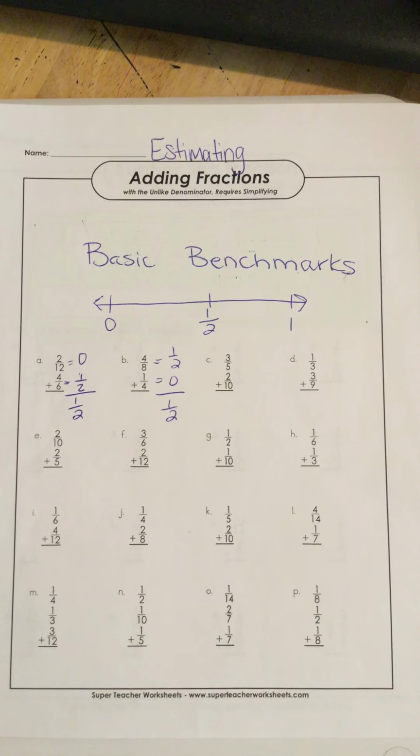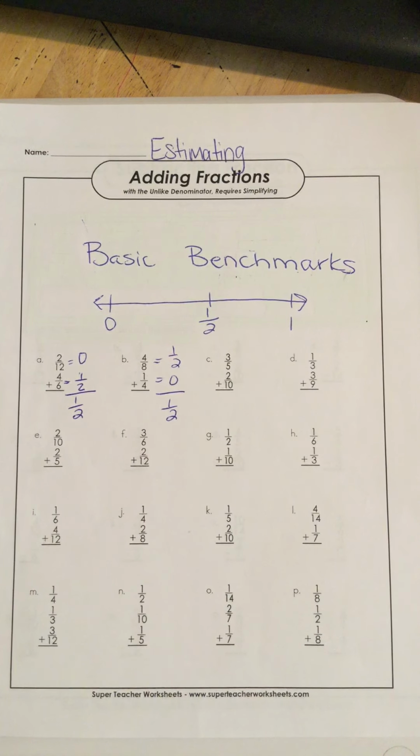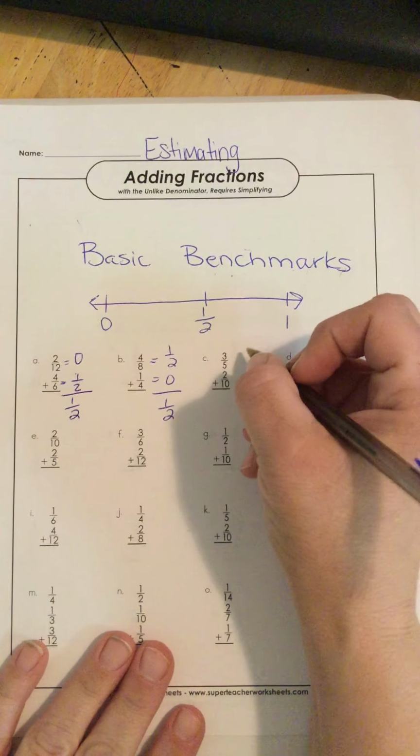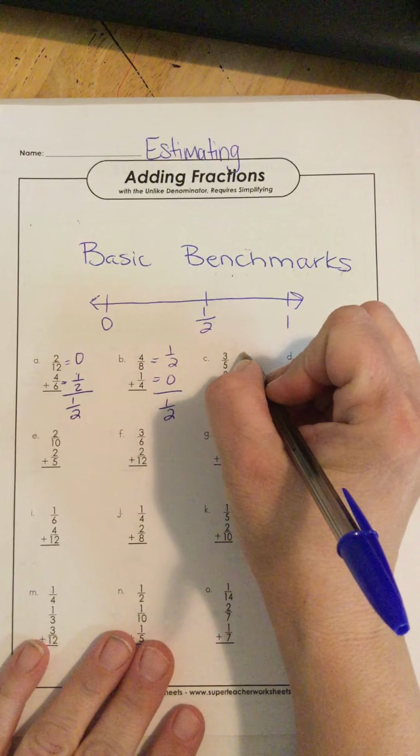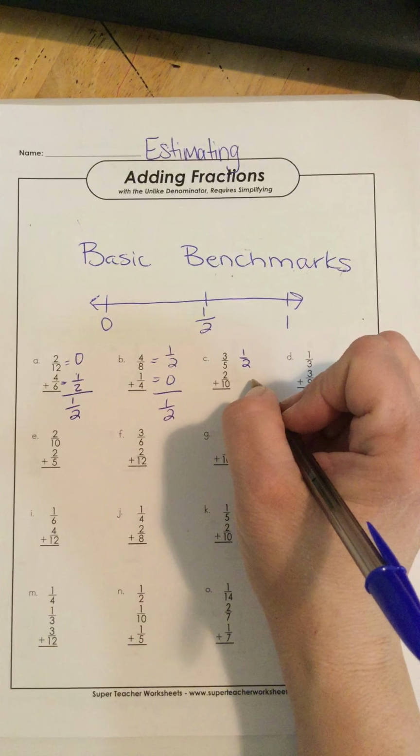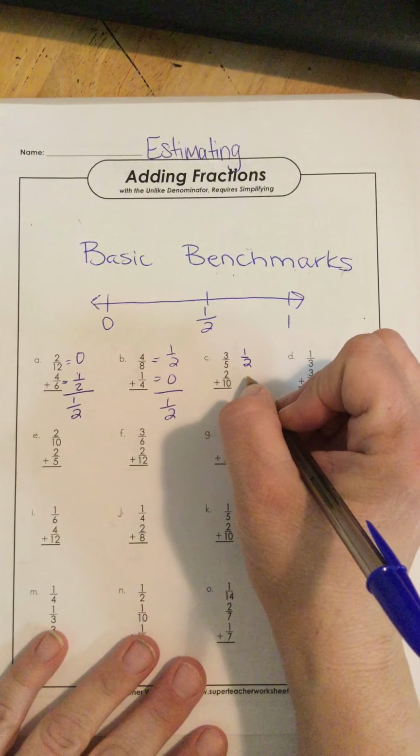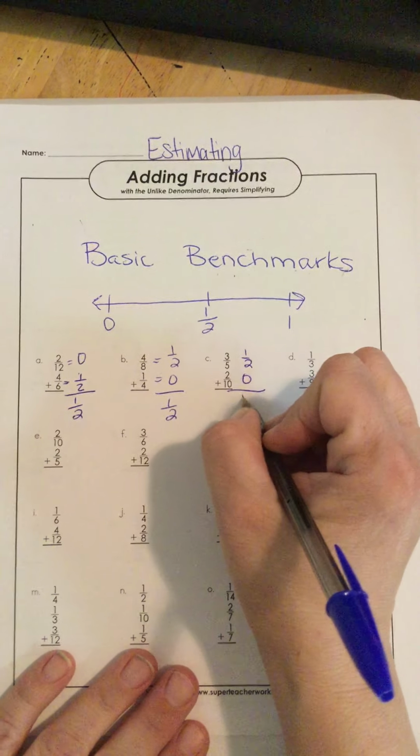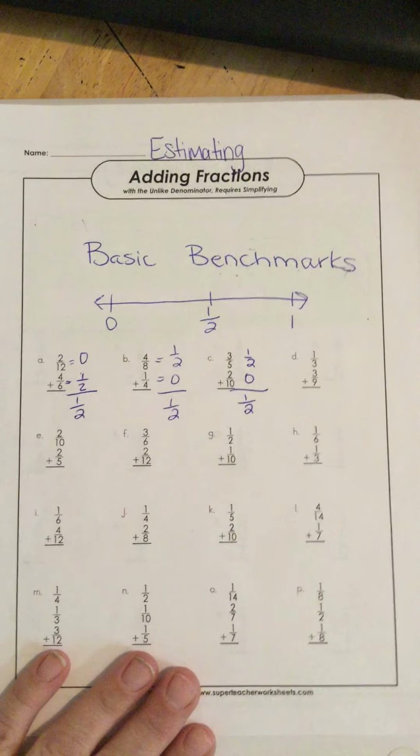Okay, find the answer for C. Find the answer. So 3 over 5, I would say half. 2 over 10, half is 5, so 2 would be halfway. No, I would give that one a 0. So you might have put your answer as 1/2.